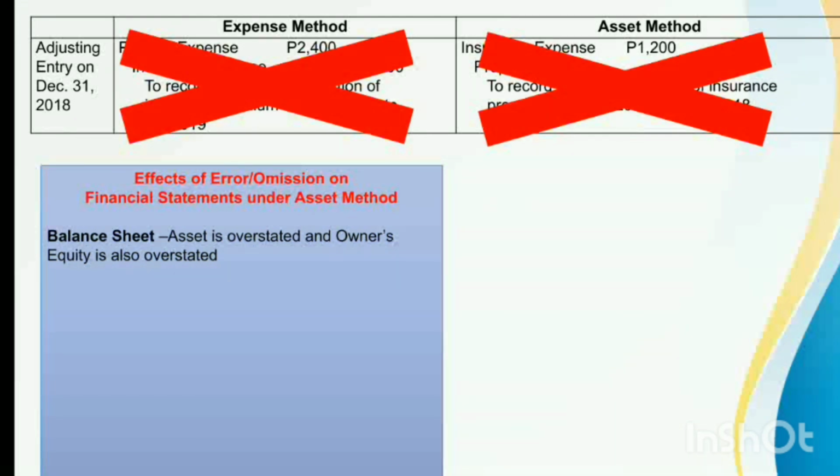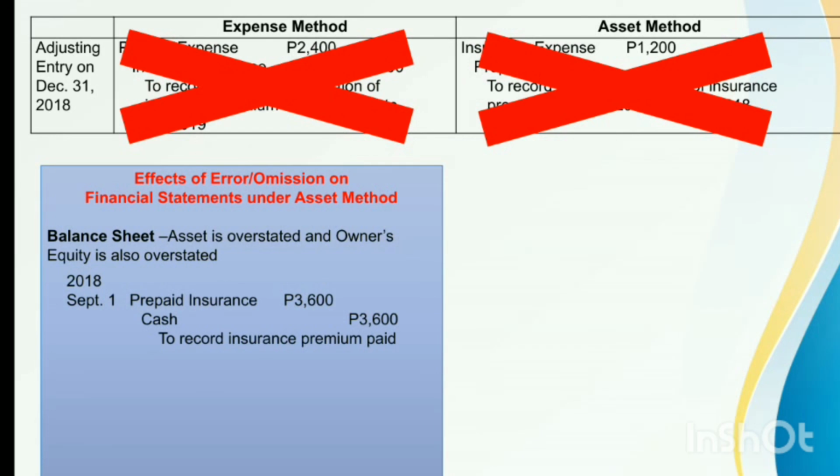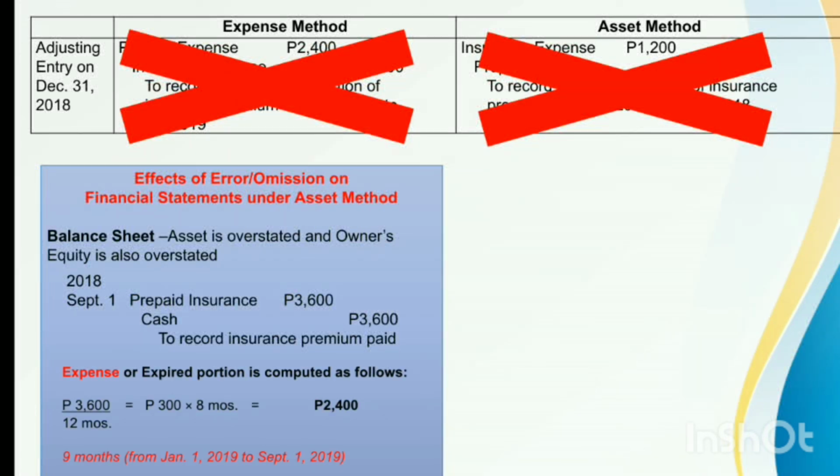And here's the reason why. This was the journal entry on September 1, 2018. So we have a debit entry on prepaid insurance, 3,600 pesos. If there is no adjusting entry, the whole amount of 3,600 pesos will be charged to the asset, which is the prepaid insurance. And that amount is overstated. Because based on our computation, the correct amount of prepaid insurance is only 2,400, not 3,600.